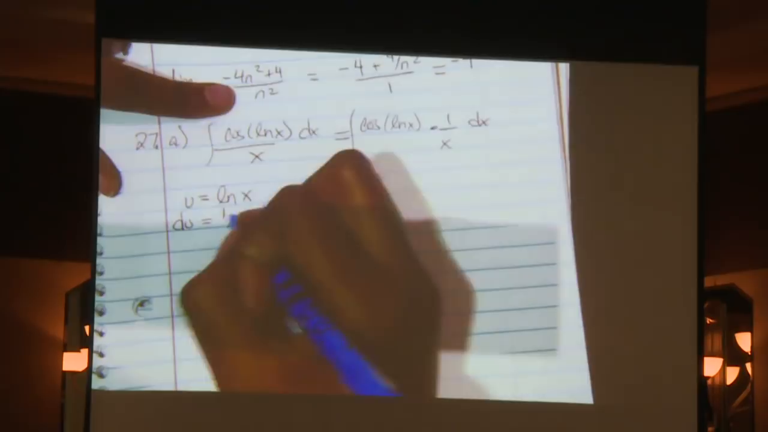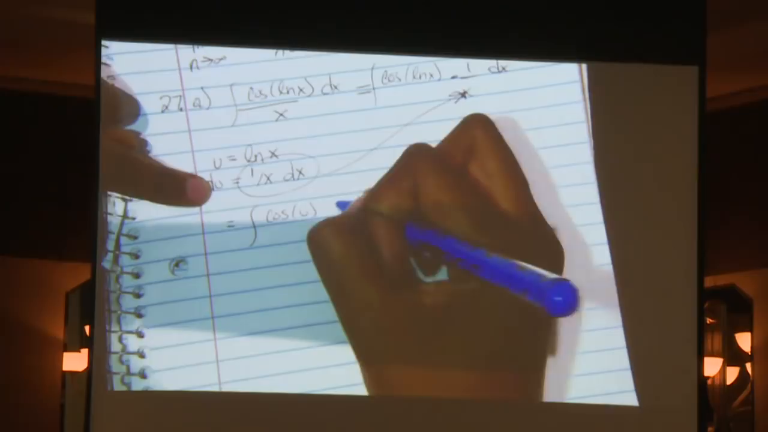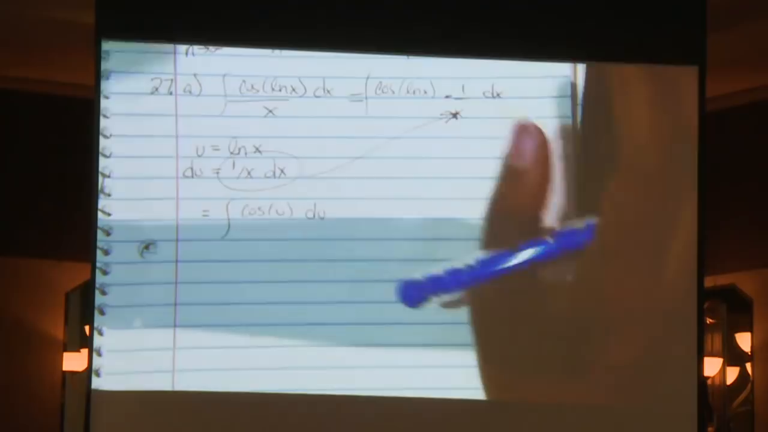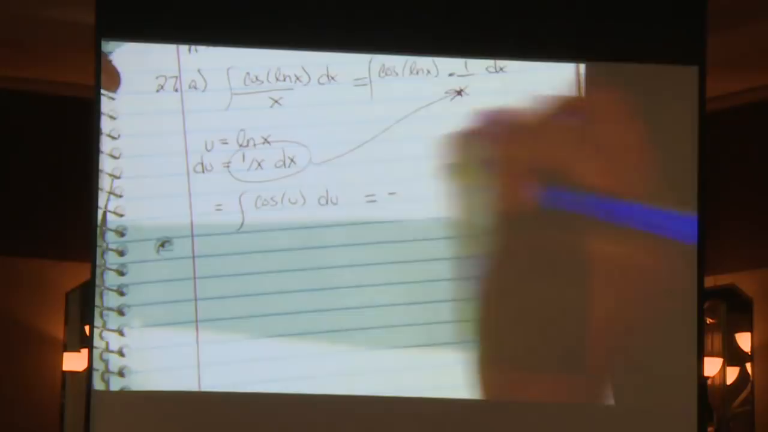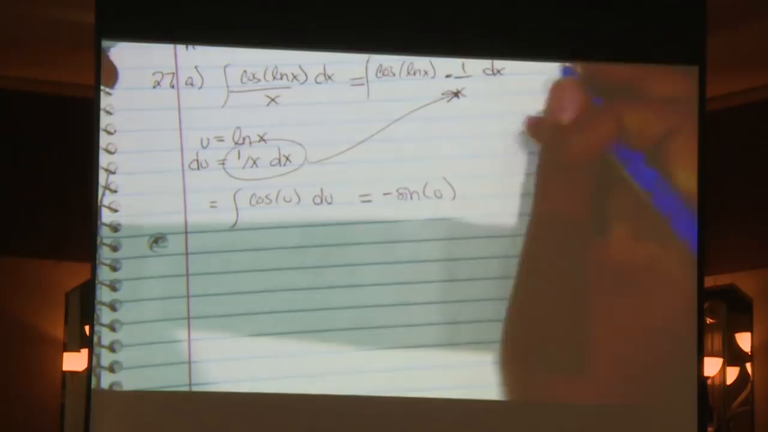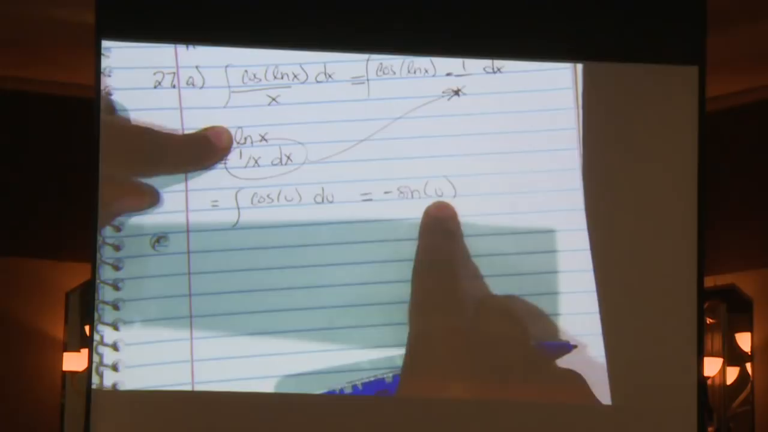So we can see this is also this. That makes sense? So now I'm just going to sub everything. So cosine of u, because I established my u to be ln of x, and times du. So my du is 1 over x dx. Questions? That clear? So now I just go ahead and evaluate it as a regular integral. The antiderivative of cosine is negative sine. So negative sine u. Now, whatever my u is, I want to go ahead and plug my original function back in.